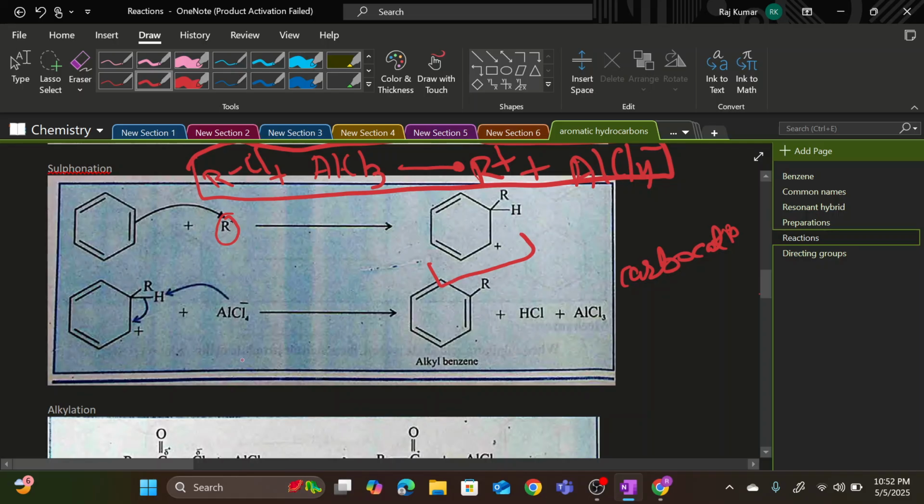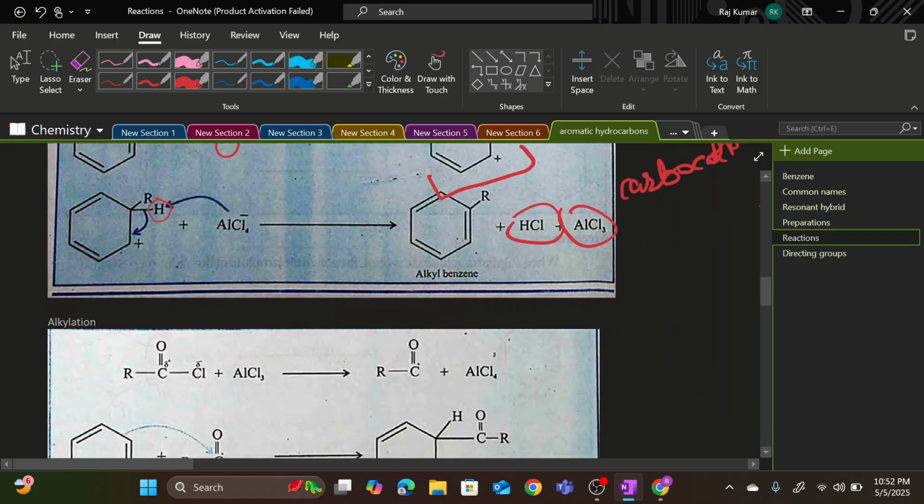with aluminum tetrachloride, it will essentially form the attach with the aluminum tetrachloride. When it takes the hydrogen, at that point it will form HCl, aluminum trichloride, and alkyl benzene.